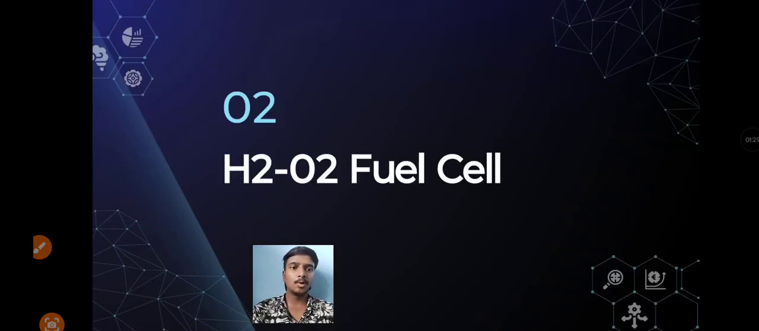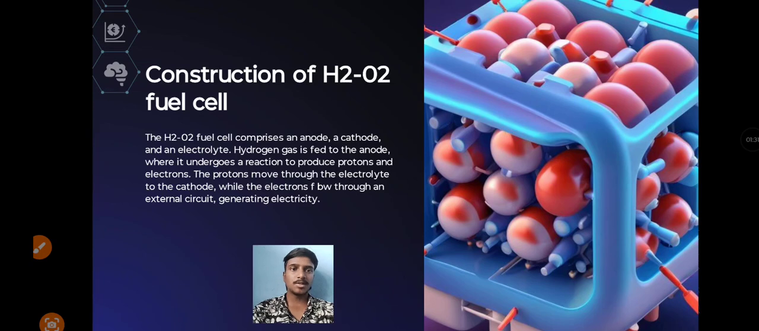Number 2, H2O2 fuel cells. Construction of H2O2 fuel cells. The H2O2 fuel cell comprises an anode, a cathode, and an electrolyte. Hydrogen gas is fed to the anode, where it undergoes a reaction to produce protons and electrons. The protons move through the electrolyte to the cathode, while the electrons flow through an external circuit, generating electricity.